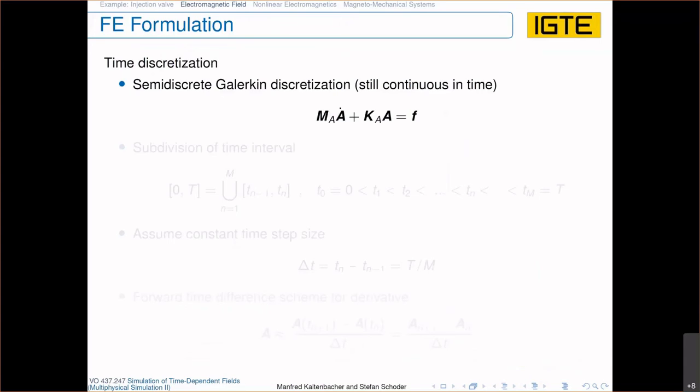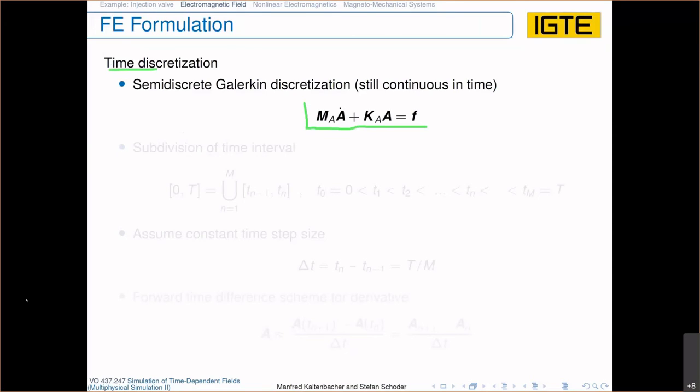So the time discretization: as we have seen, after the space discretization, what we have obtained is now a system of ordinary differential equations, which we have written here. We also have discussed how to compute the entries of the mass matrix and the entries of the stiffness matrix. The dot means a time derivative. So the magnetic vector potential still depends continuously on time, and so we will also have to discuss how to do the so-called time discretization.